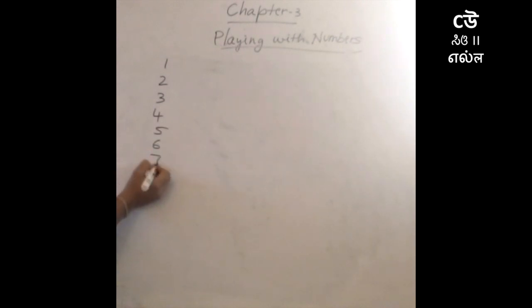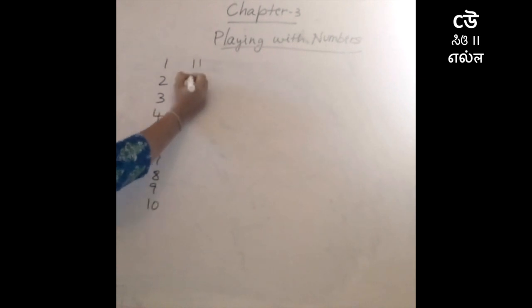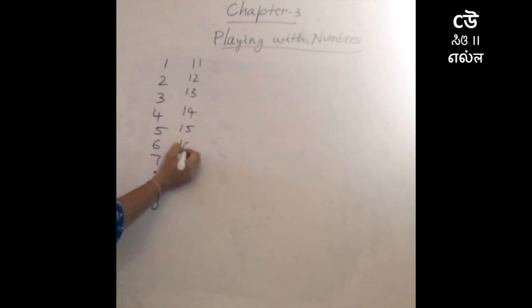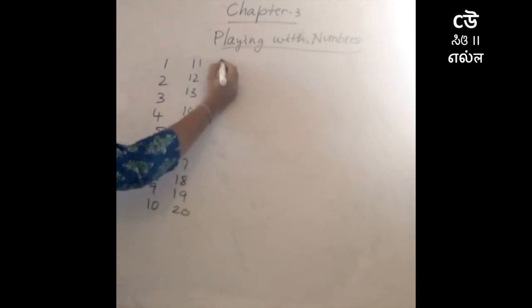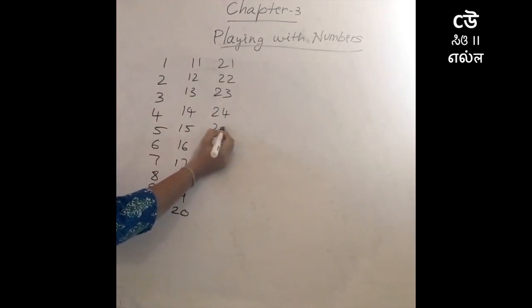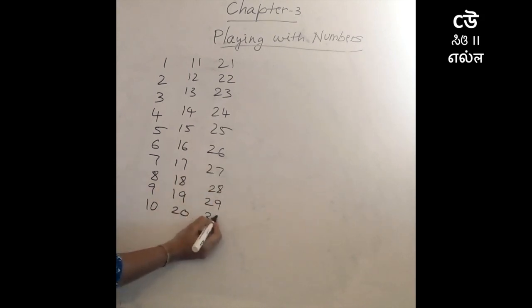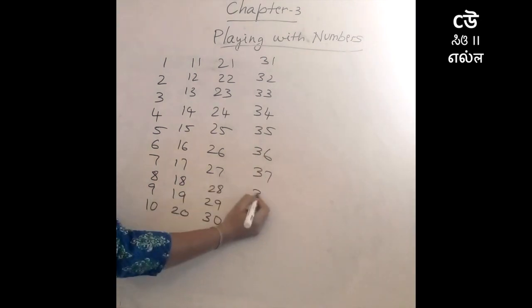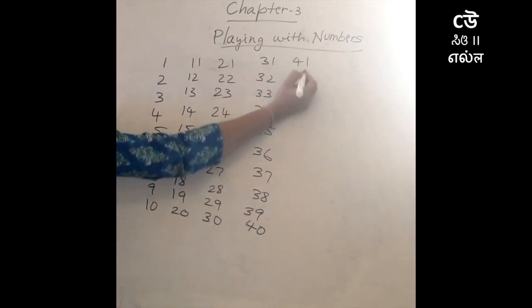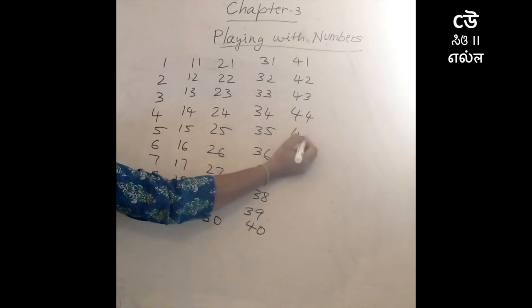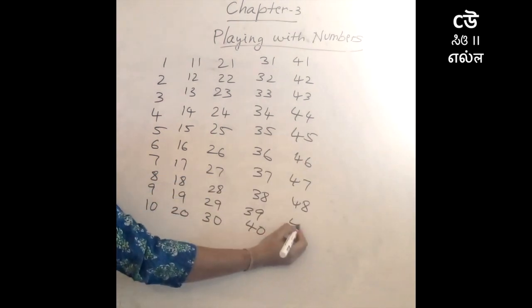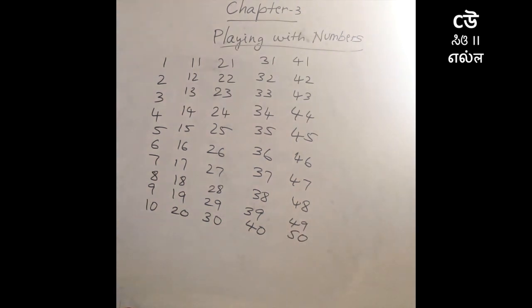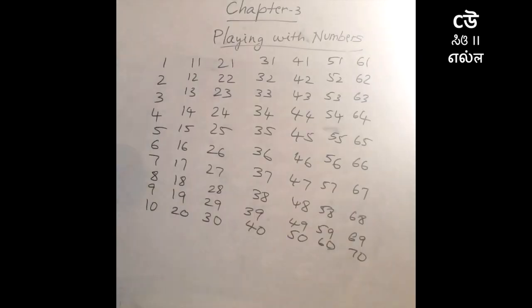3, 4, 5, 6, 7, 8, 9, 10, 11, 12, 13, 14, 15, 16, 17, 18, 19, 20, 21, 22, 23, 24, 25, 26, 27, 28, 29, 30, 31, 32, 33, 34, 35, 36, 37, 38, 39, 40, 41, 42, 45, 46, 47, 48, 49, 50. So let me find till 70.